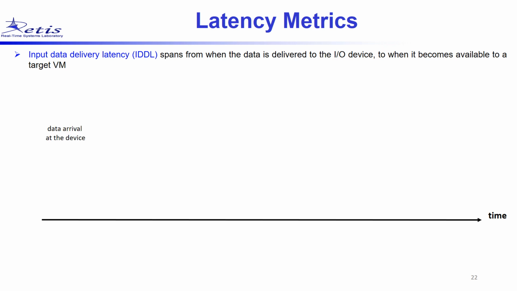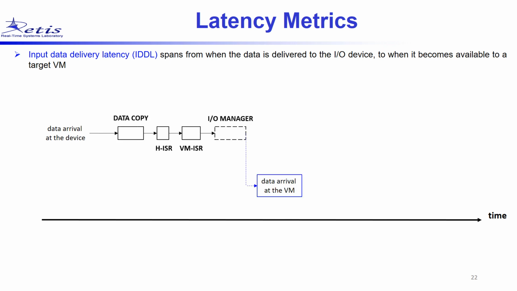First, the data arrives at the device. Then there is a chain of computational activities: a data copy, a hypervisor-level ESR, a VM-level ESR. Possibly, depending on the I/O virtualization technique, there may be an interaction with the I/O manager, and then the data arrives at the VM. This is the IDDL.